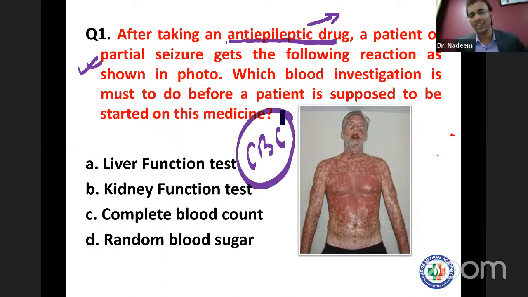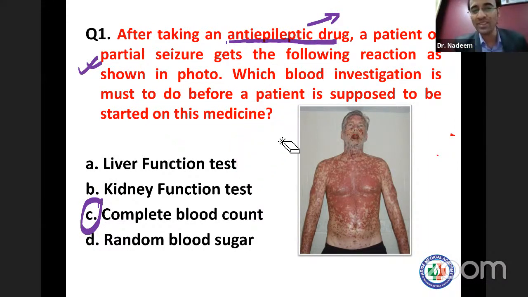Easy to understand? Now everything is clear. When I know that carbamazepine can cause agranulocytosis, which is a life-threatening condition for the patient, every time before I start a patient on carbamazepine, I have to check the complete blood count, so that I can see the level of WBC. If the level of WBC is already low, I will not use carbamazepine.